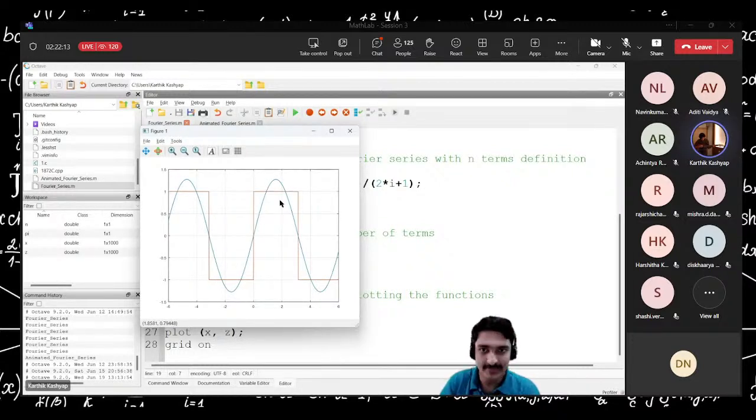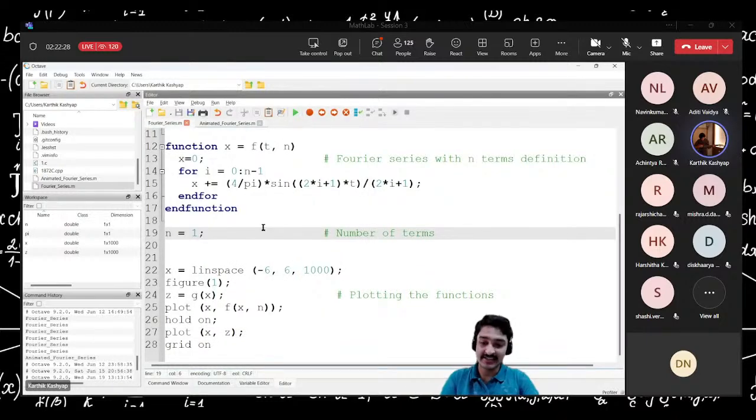This, as it is one term, is just one sine term. So it's just one sinusoidal wave. And it is not exactly the same as our original function. This blue part is our Fourier series and the red part is the actual given function. So for n is equal to 1, we are not getting very satisfactory results. Let's shift it to n is equal to 3.